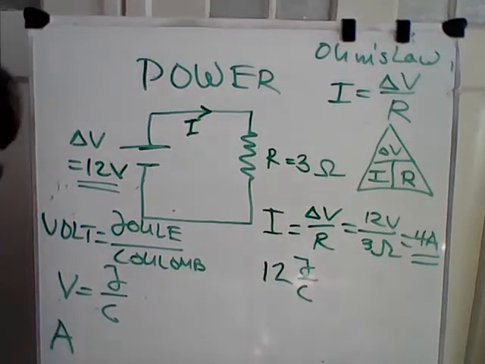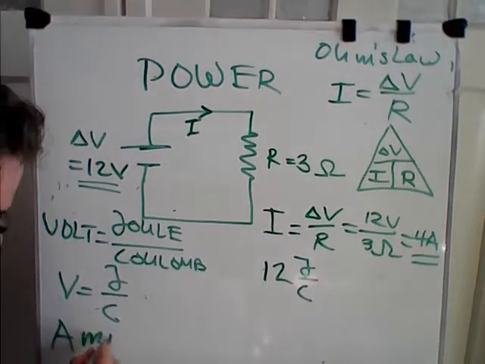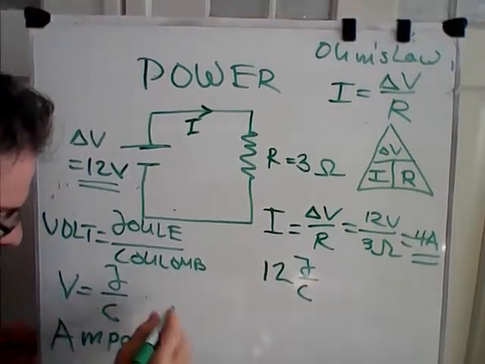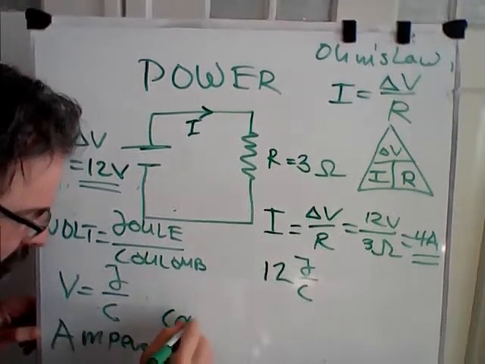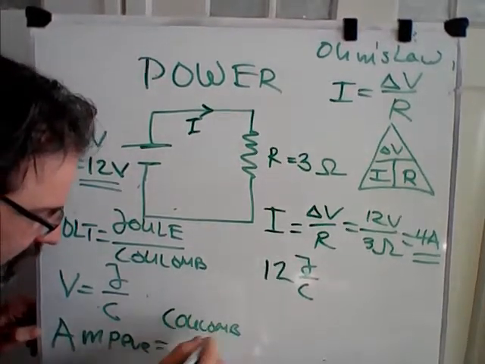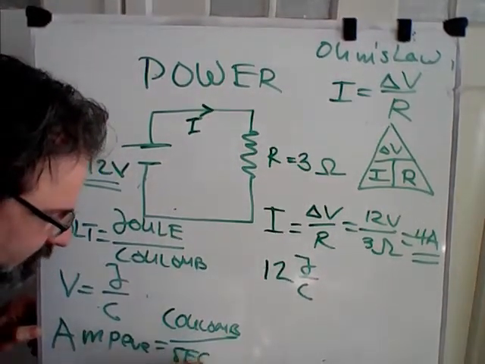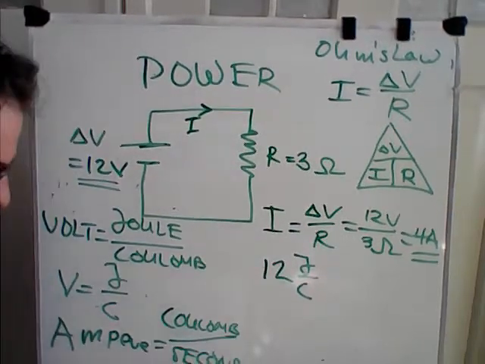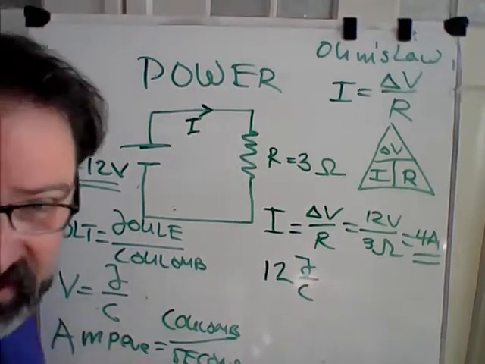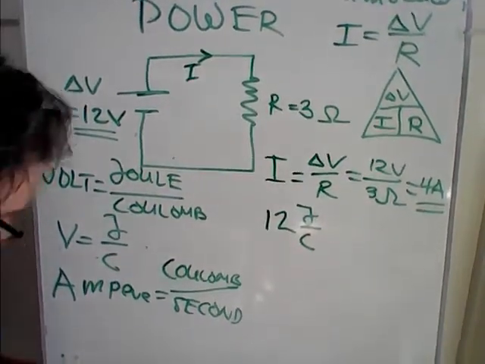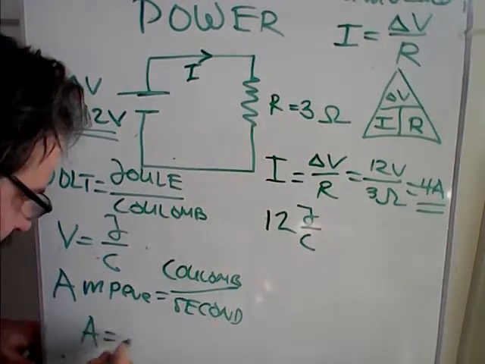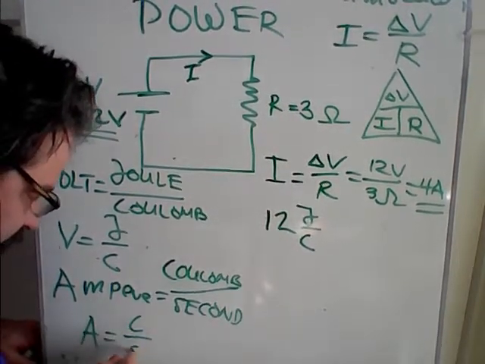Am I still on the board? I sure am. An ampere is a coulomb per second. Okay, or we can write it like this. I don't want to scooch off our screen. All right, we're still on here. So an ampere is equal to a coulomb per second.